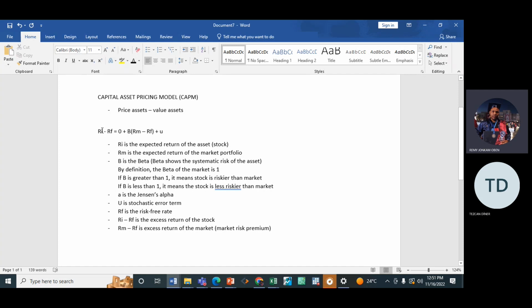So it means the excess return of the stock depends only on the excess return of the market and the beta of the stock. But if this A is not 0, if it is positive or negative, it means the excess return of the stock depends on this plus something else. So in that case, the stock is not fairly priced. It means the market is not efficient.